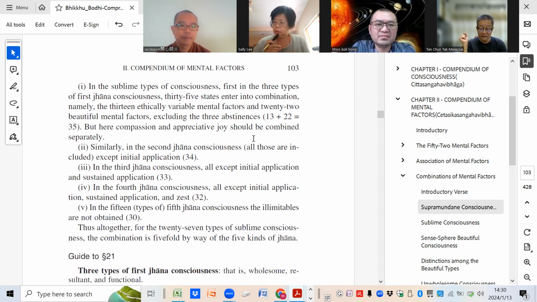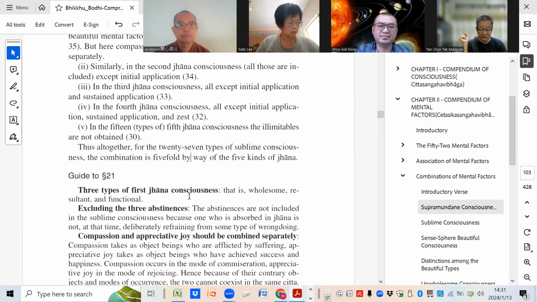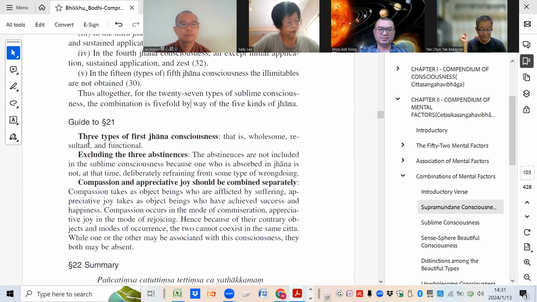2. Similarly, in the second jhana consciousness, all those are included except initial application. In the third jhana consciousness, all except initial application and sustained application, 33. In the fourth jhana consciousness, all except initial application, sustained application, and zest, total 32. In the 15 types of fifth jhana consciousness, the illimitables are not obtained, total 30. Thus, altogether for the 27 types of sublime consciousness, the combination is fivefold by way of the 5 kinds of jhana.